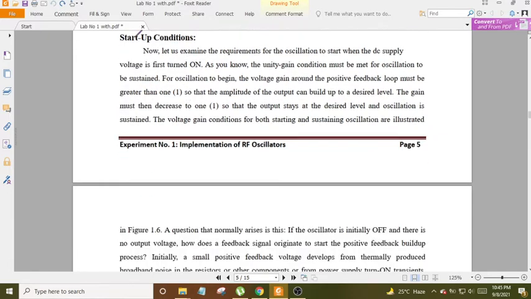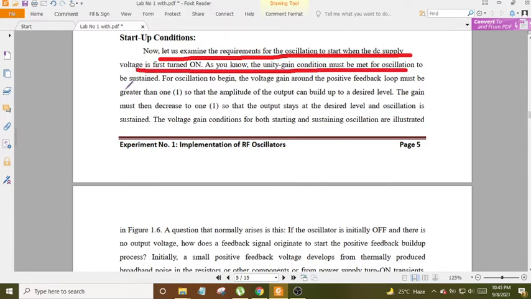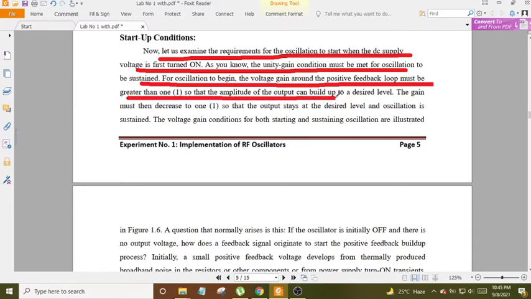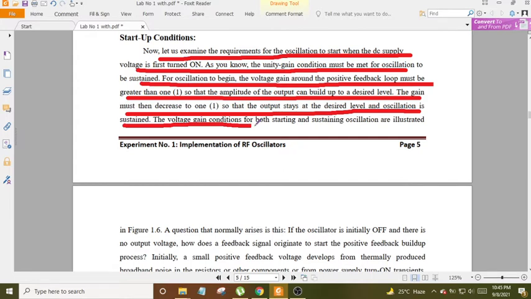Startup conditions. Now, let us examine the requirements for the oscillation to start when the DC supply voltage is first turned on. As you know, the unity gain condition must be met for oscillation to be sustained. For oscillation to begin, the voltage gain around the positive feedback loop must be greater than 1 so that the amplitude of the output can build up to a desired level. The gain must then decrease to 1 so that the output stays at the desired level and oscillation is sustained. The voltage gain conditions for both starting and sustaining oscillation are illustrated.